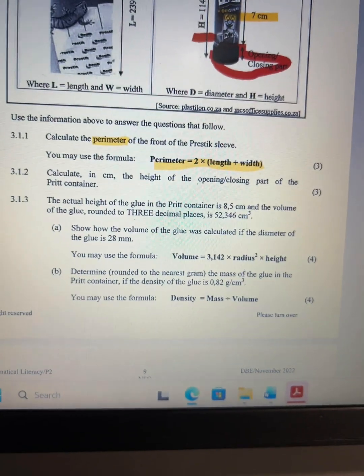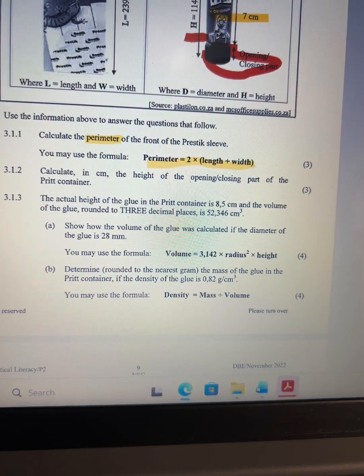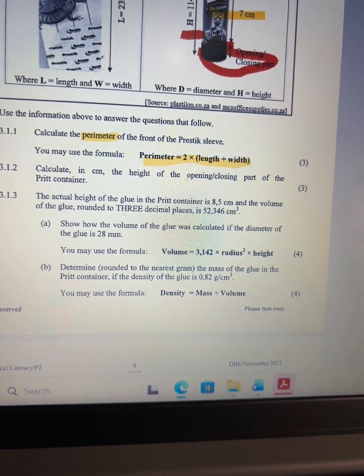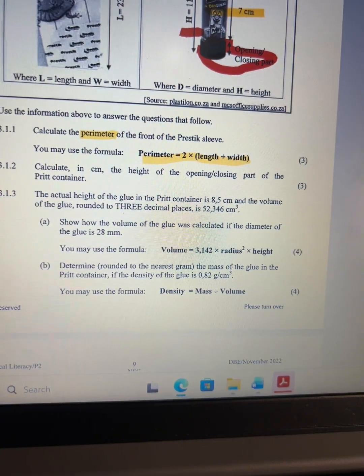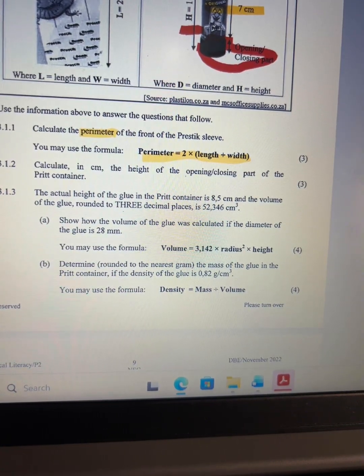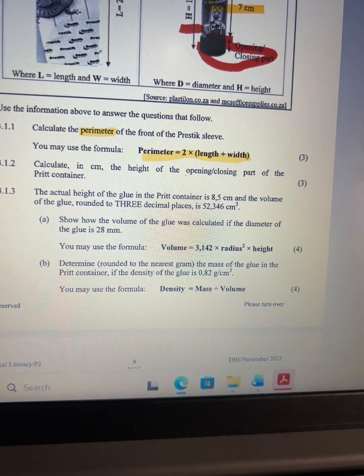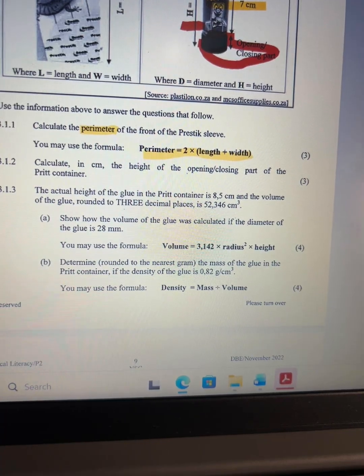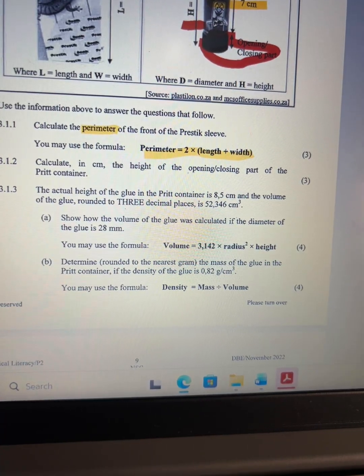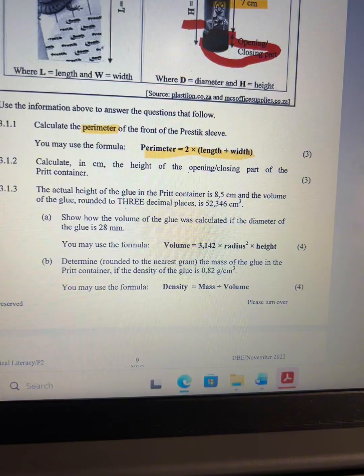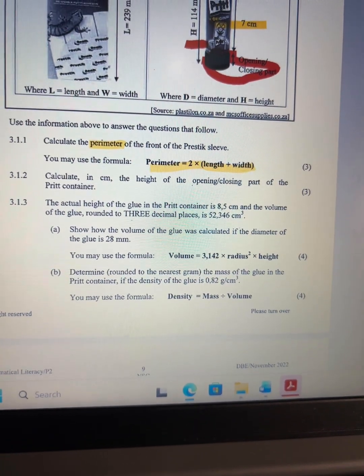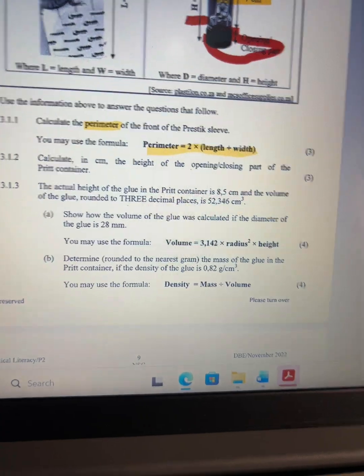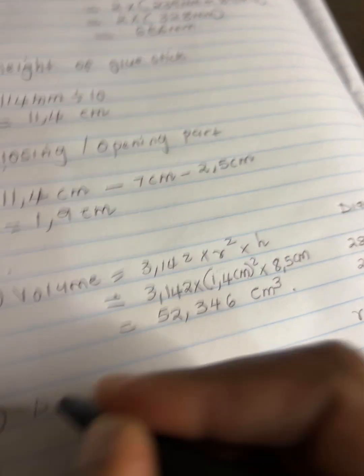B, they stated: determine, rounded off to the nearest gram, the mass of the glue in the printer container if the density of the glue is 0.82 gram per centimeter cube. You may use the following formula. Even here they give us the formula. They said density equals mass divided by volume, meaning that we're going to copy down the formula.